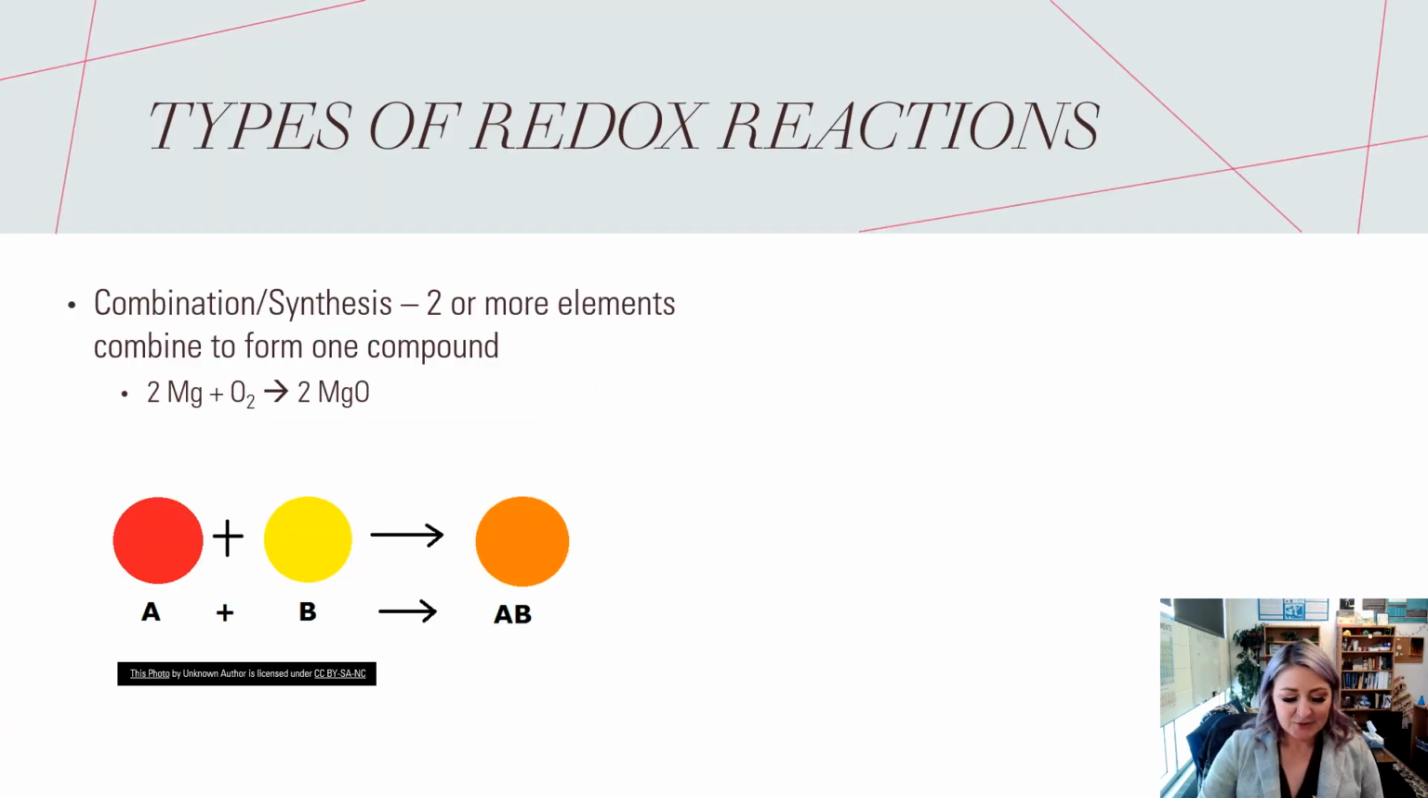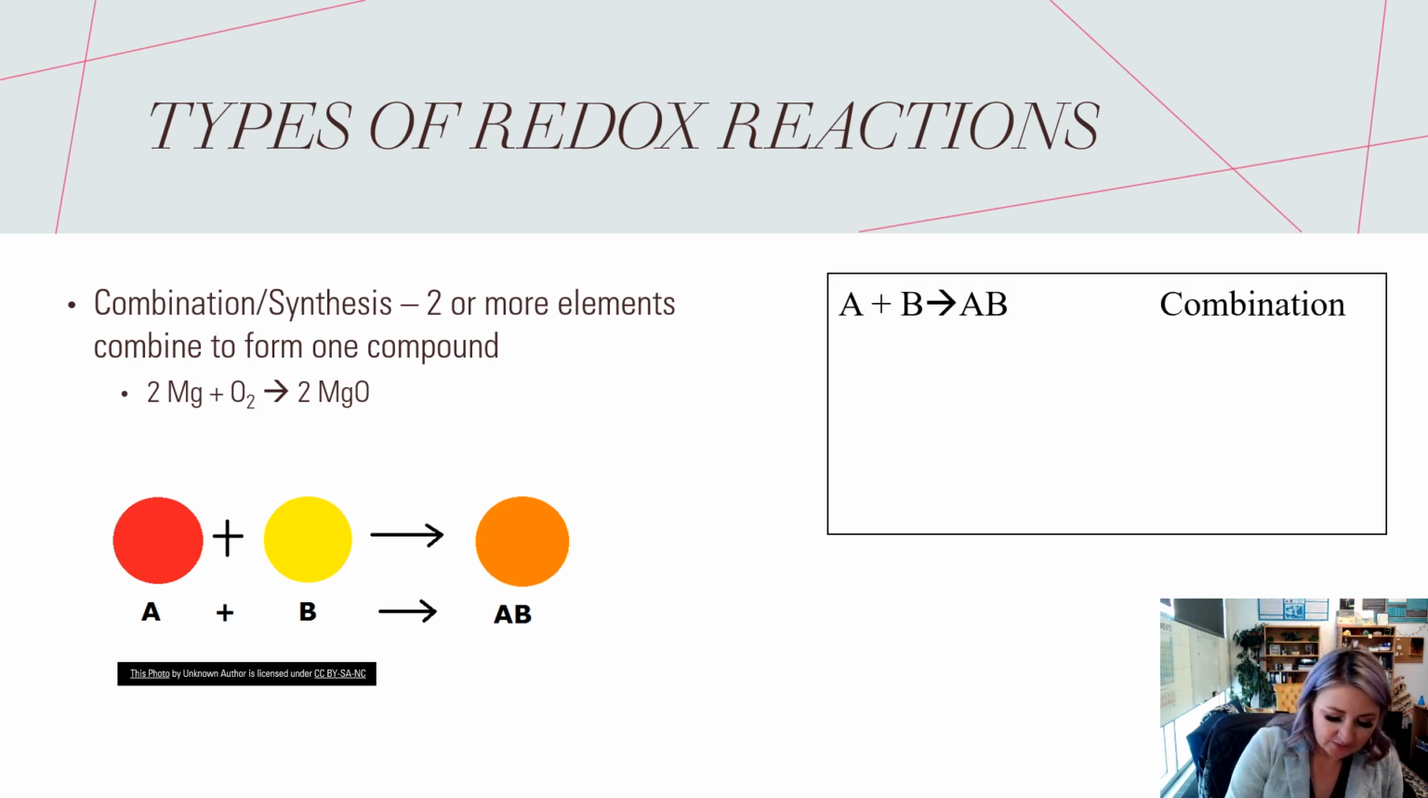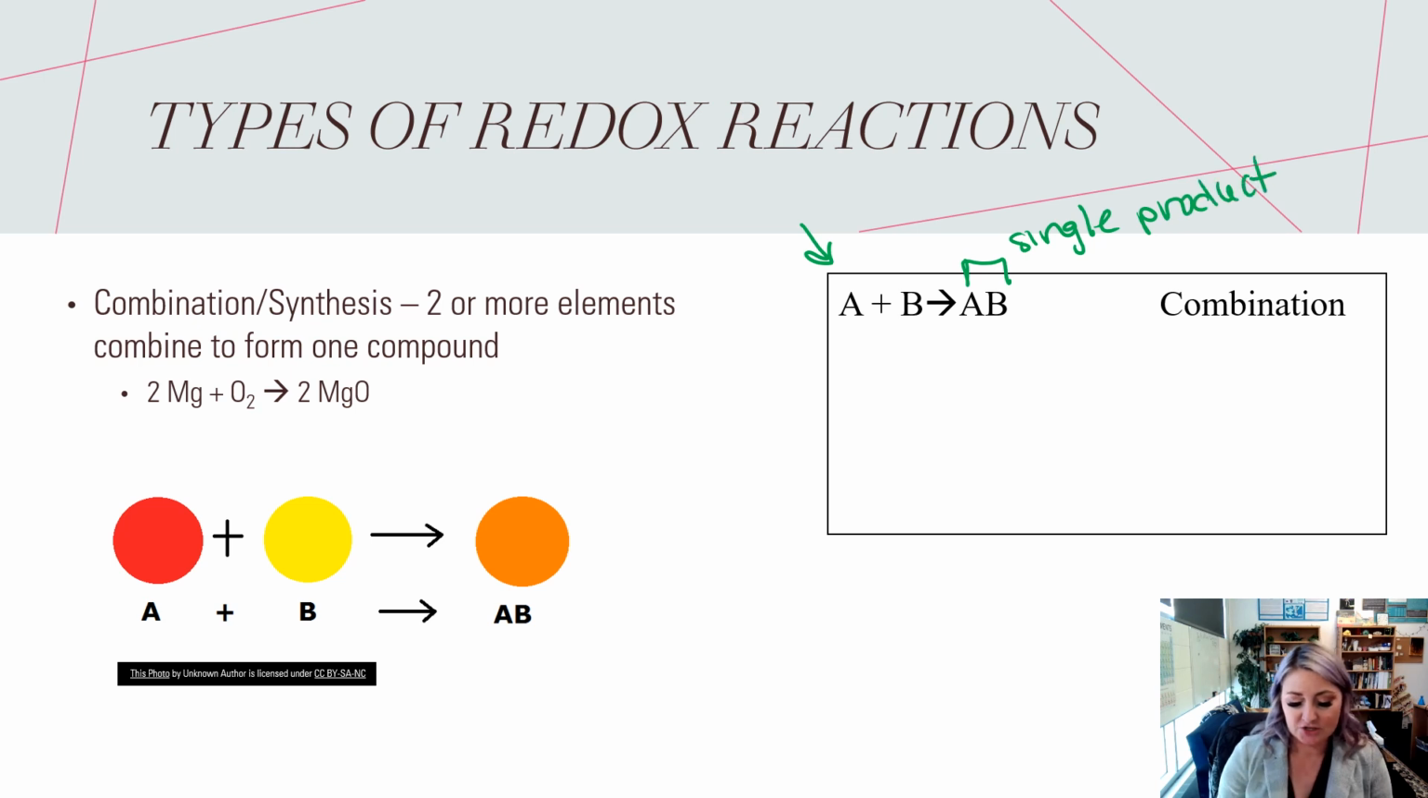All right, so in a combination or synthesis reaction, we have 2 or more elements combining to form a single compound. Okay, so I'm going to start writing a cheat sheet up here. I highly recommend that you write this down as you go because it makes identifying these really easy at first. So here we're representing single elements by A and B, and they combine to form a single product. So this is something that is unique to the combination or synthesis types of reactions. So they're pretty easy to identify because of that.